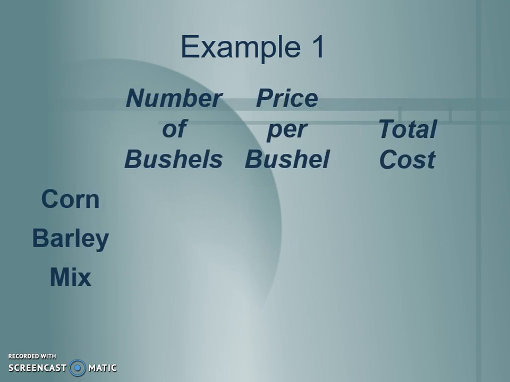So let's fill in our chart. We have our number of bushels. We have our price per bushel and our total cost. Remember we said whatever our item is times the price equals our cost. And that's where we got these labels from.